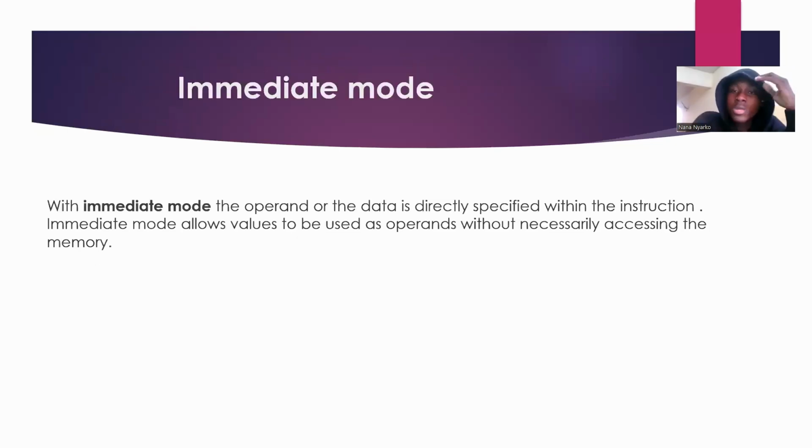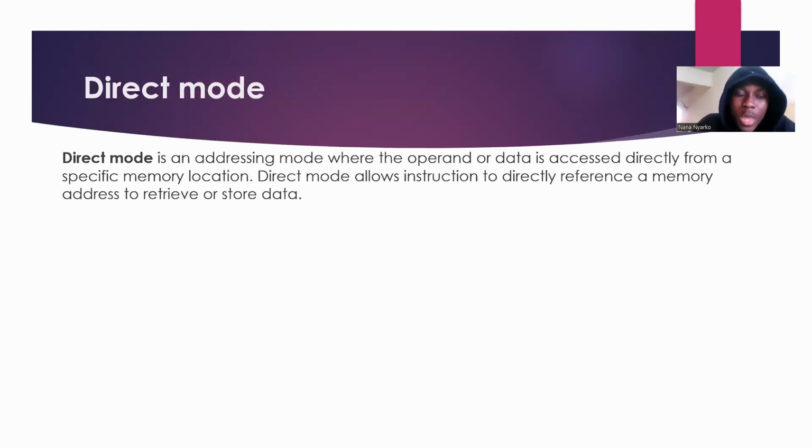With immediate mode, which was the first one I mentioned earlier, the operand or the data is directly specified within the instruction. Immediate mode allows values to be used as operands without necessarily accessing the memory. And direct mode is an addressing mode where the operand or data is accessed directly from a specific memory location. Direct mode allows an instruction to directly reference a memory address.